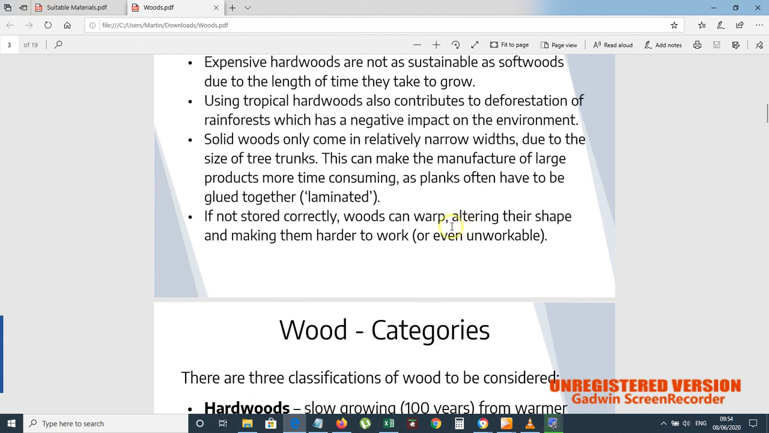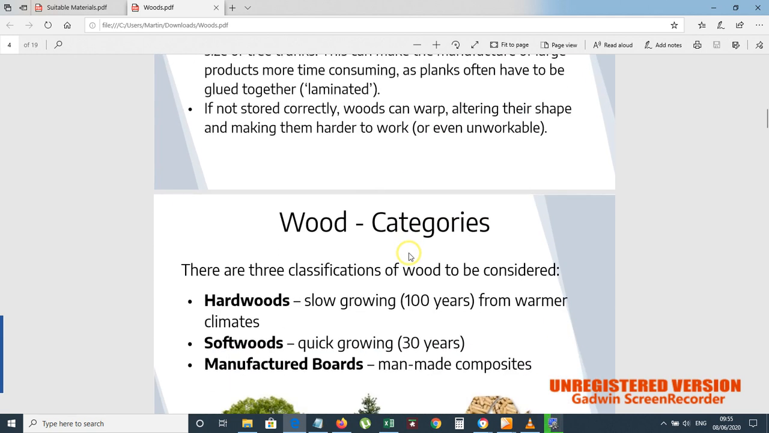Woods can warp, altering their shape and making them harder to work with. Some of the boys in here will tell you that when you make some of the practical wood projects, it's fine at the start. You go to assemble it, you come back a week later, and instead of a flat piece of wood you've got something which rocks onto the desk and moves back and forward, so it's not great.